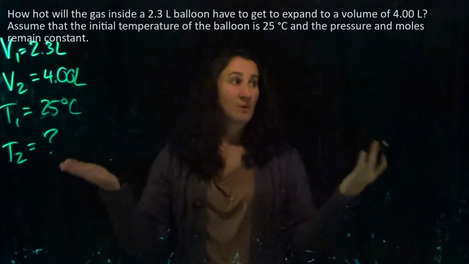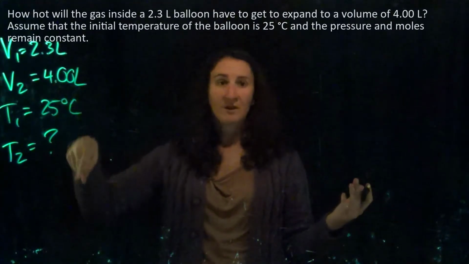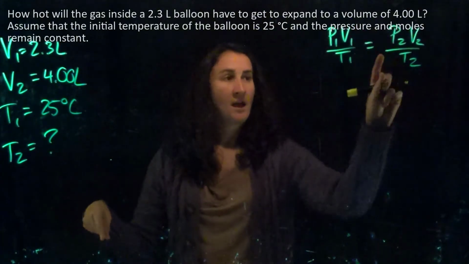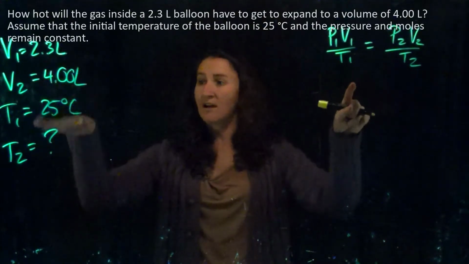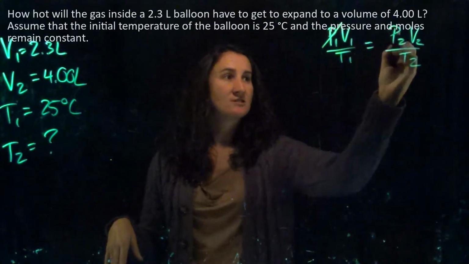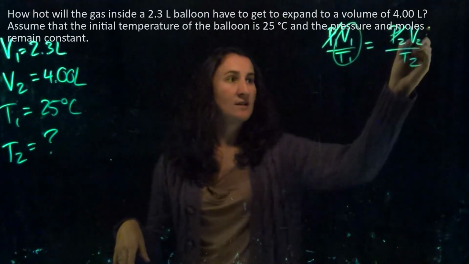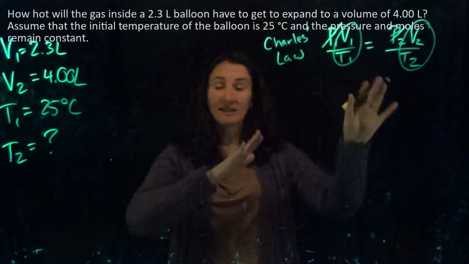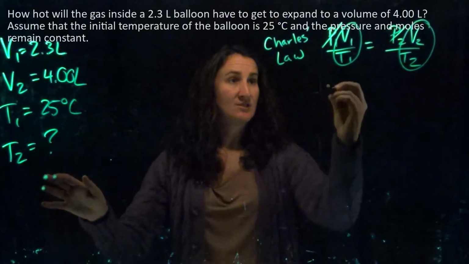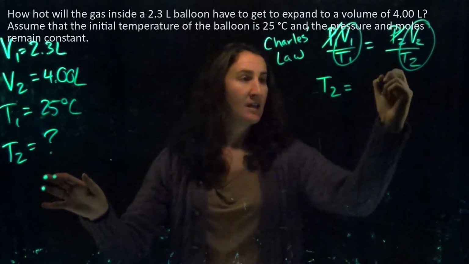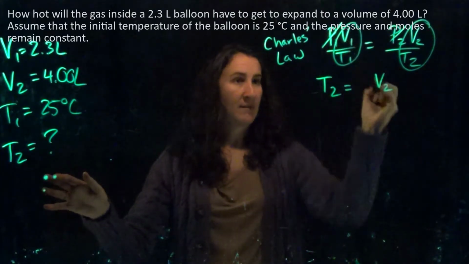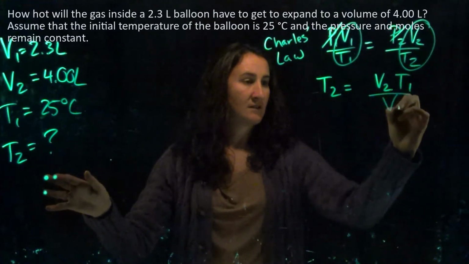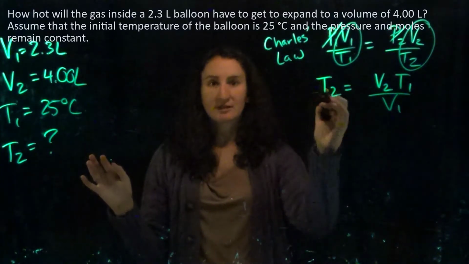All right, so what do we do first? Let's figure out what law we use. So we could do the same thing where we use our combined gas law. And if we do this, and we kept everything else constant, what does that turn into? Our pressures go away, and we're left with V1 T1 equals V2 T2, or Charles' law. So if that's the case, let's solve for T2. So we get T2 by itself. We've got T2 equals V2, multiply both sides by T1. So T1 is on top, divide both sides by V1. V1 is on the bottom, and now we've solved for T2.